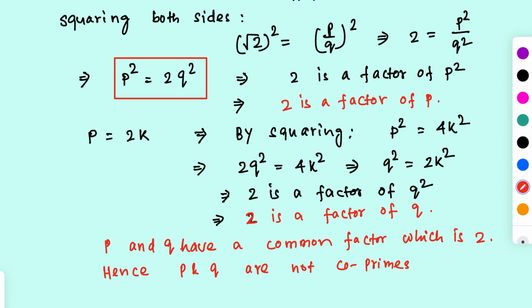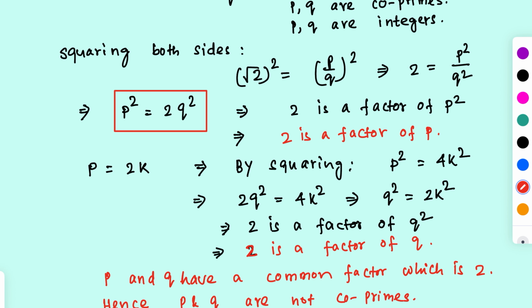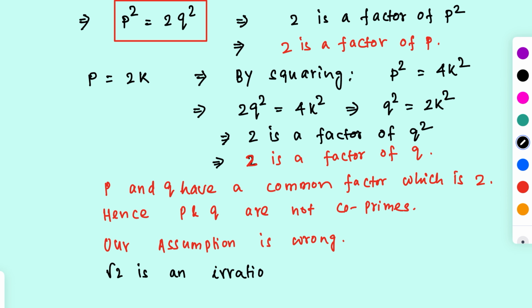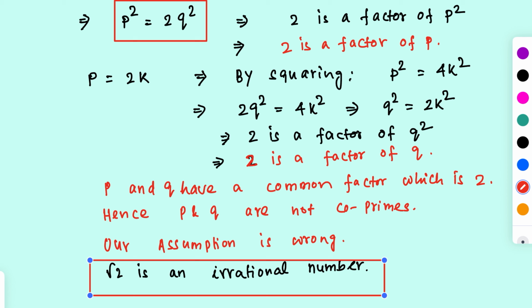So our assumption is wrong. They are not co-prime numbers, but we assumed that p and q are co-primes. So our assumption is wrong. So by method of contradiction, we can tell root 2 is not a rational number, or is an irrational number. It is proved.